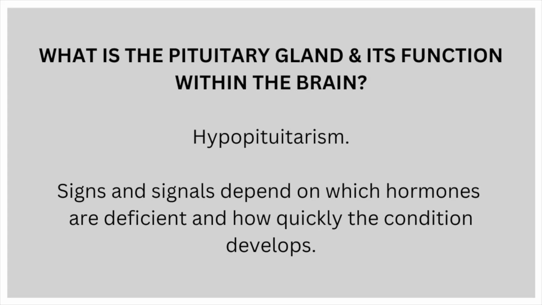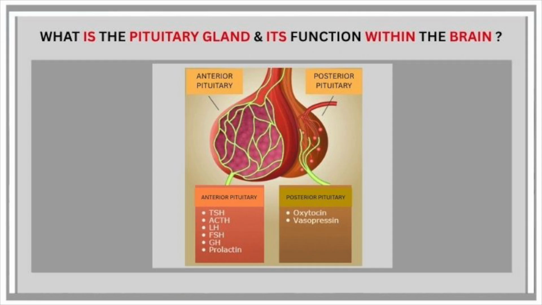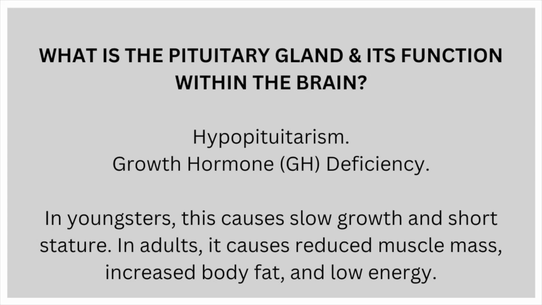The signs and signals depend on which hormones are deficient and how quickly the condition develops. The general signs are fatigue, weakness, weight loss, low blood pressure, and sensitivity to the cold. Growth hormone deficiency. In youngsters, this causes slow growth and short stature. In adults, it causes reduced muscle mass, increased body fat and low energy.